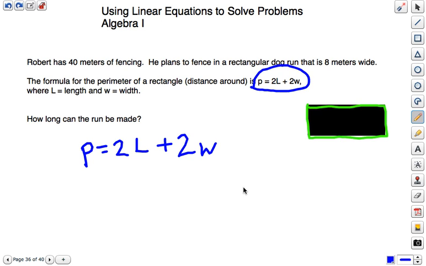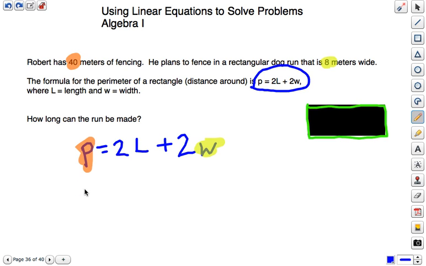Okay, and we're given a couple pieces of information. Let's go ahead and highlight these. The first thing is we know that the width is 8 meters, and we know that the total distance around that perimeter is 40 meters. So we know those two pieces of information. So I'm going to fill in that 40 for P, and fill in the 8 for the W.